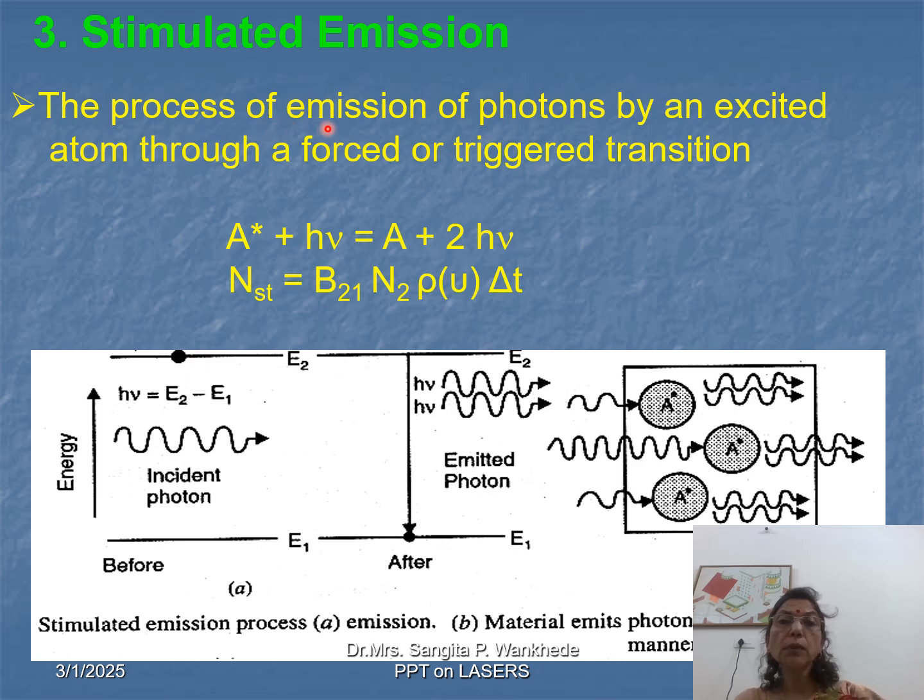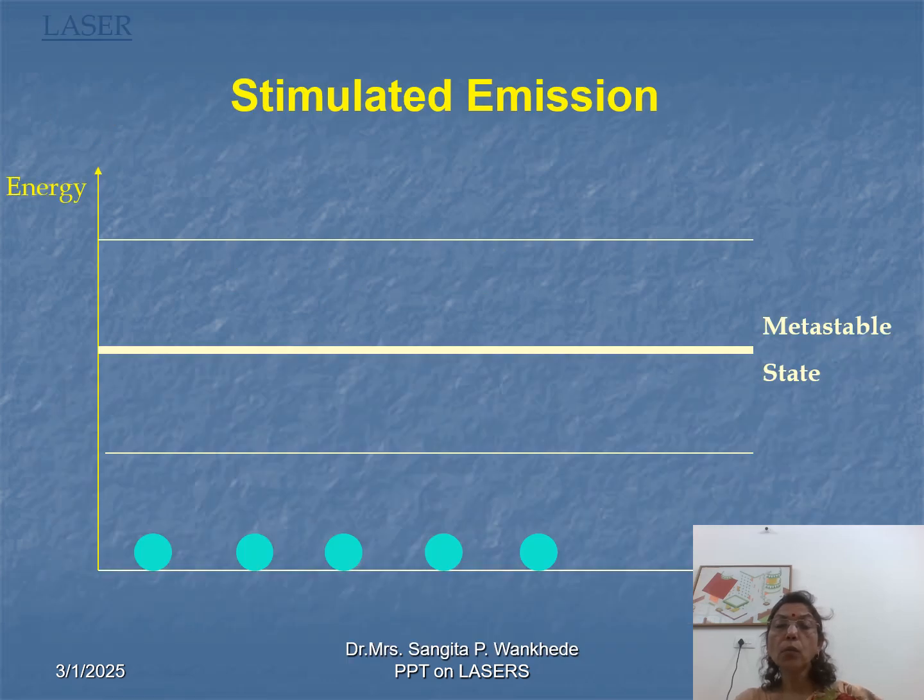This process of forced photon emission by an excited atom is known as stimulated emission, and this reaction is given by A star + h mu = A + 2 h mu. The number of stimulated emission transitions is given by B21 N2 delta T Q, where Q is the photon density. That is rho mu, but we can use photon density also. It is shown here like this.